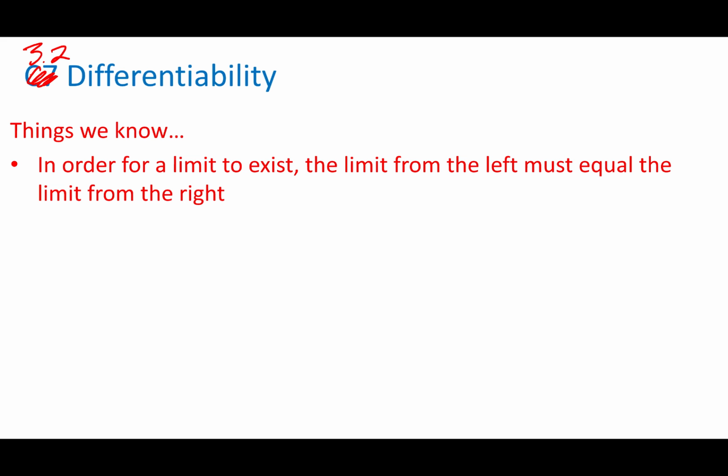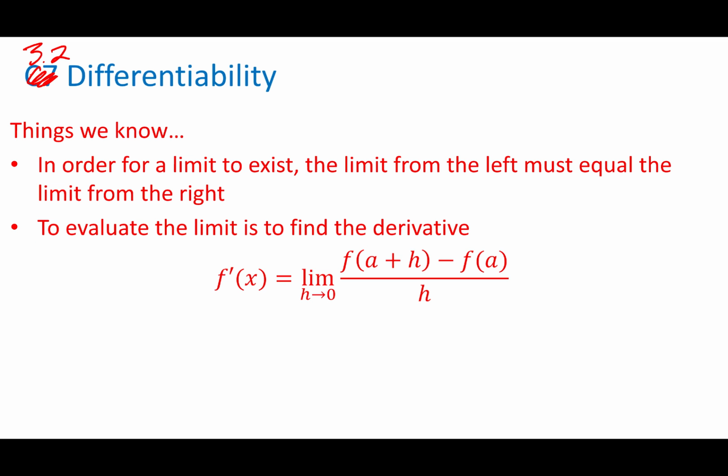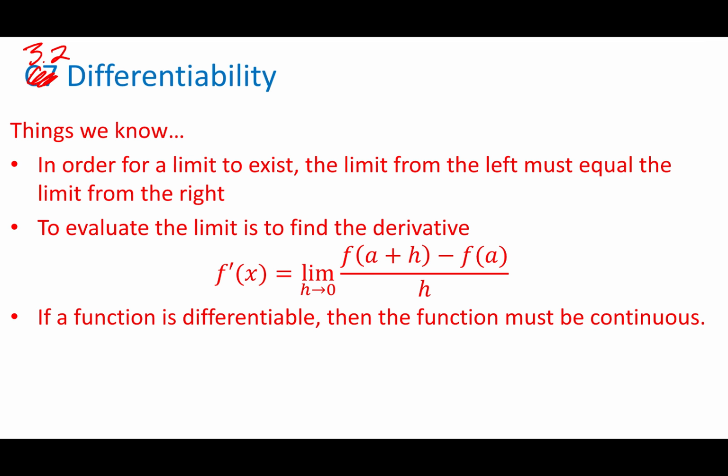All right, so things we know already. We did a lot of stuff with limits. So in order for a limit to exist, the limit from the left must equal the limit from the right. Okay, you don't necessarily have to write these down. We're just kind of recapping what we've been working on. To evaluate limits, we had this big limit formula that we worked with. We could come up with a function for our derivative. We also talked about differentiability, and we're going to talk a lot more about it today.